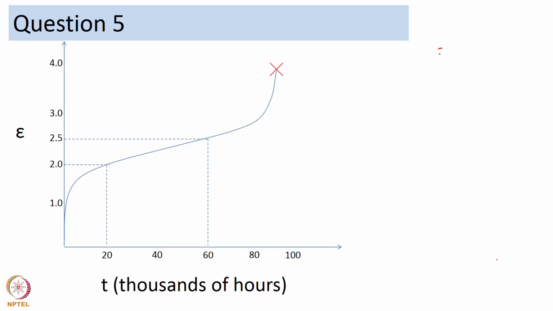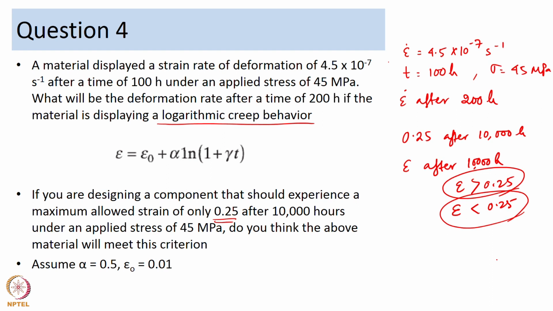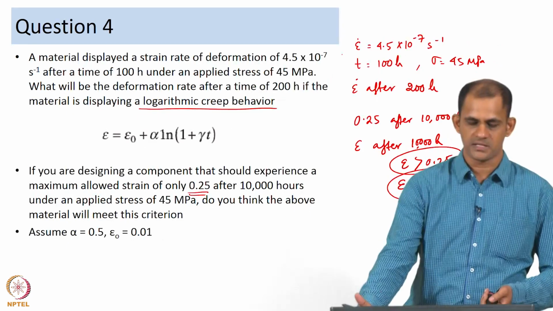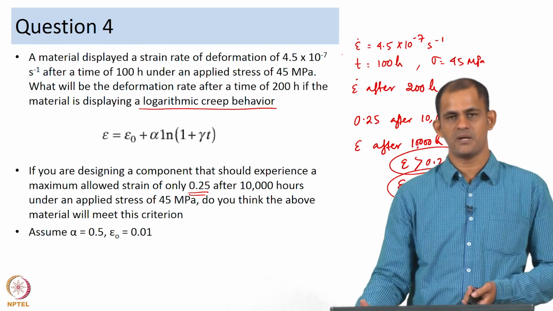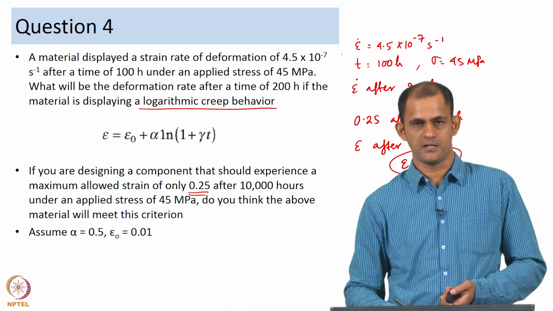So, clearly the above material will not meet this criterion. The material is creeping a lot higher than what you wanted it to. So, you have to discard that material. So, this was about question 4 and how to use equations such as this to determine the creep strain of a material.